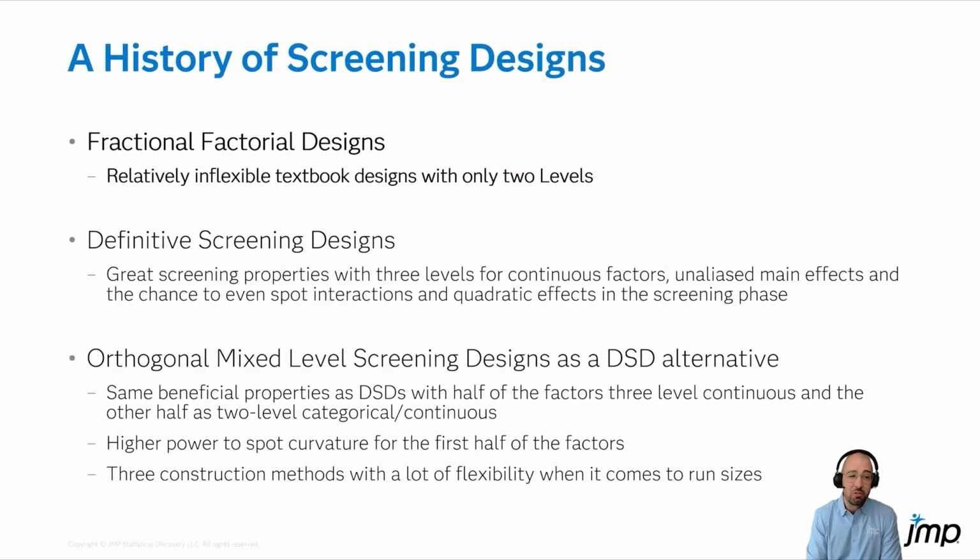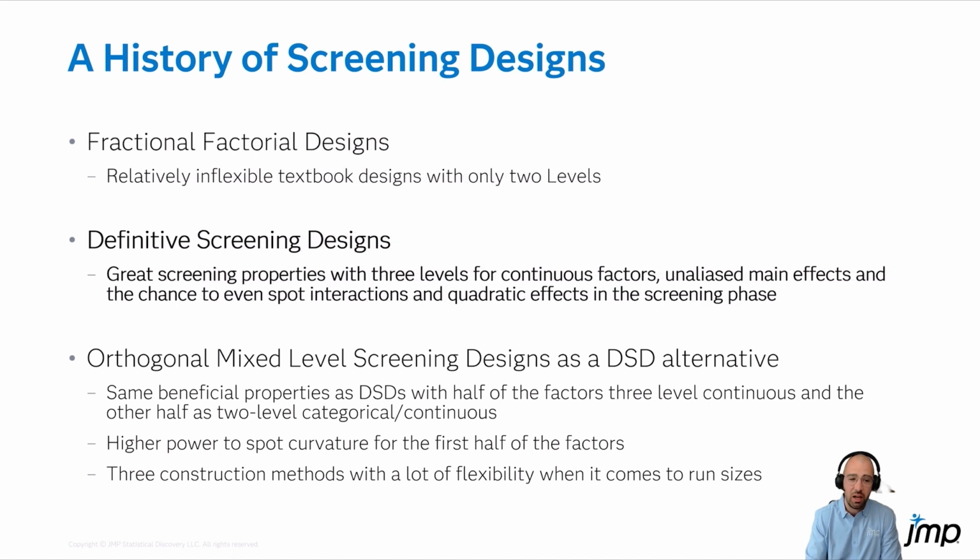If we look into the history of screening designs, you might already know fractional factorial designs. These designs are relatively old and inflexible, and they're so-called textbook designs with only 2 levels. With the upcoming computing power in the 90s and the ongoing centuries, definitive screening designs were developed, and these designs showed great properties for screening purposes. We have 3 levels for the continuous factors. We can analyze main effects together with effects of higher order in the system, and we even have the chance to spot interactions and quadratic effects in the screening phase if we are lucky.